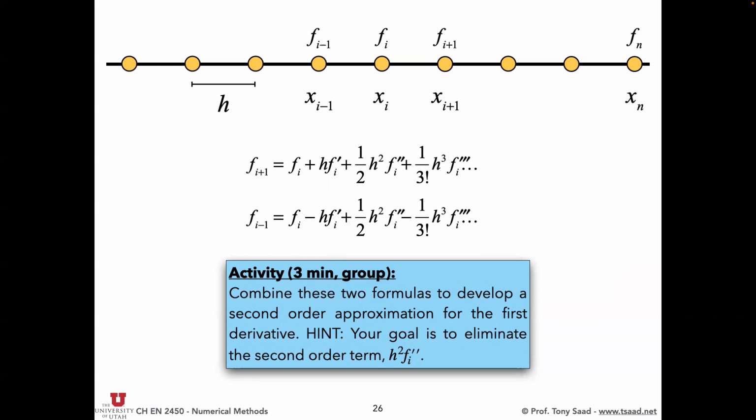Now, because I know the answer, your goal is going to be to combine them in a way such that you eliminate this h squared term, h squared f double prime. Because if you eliminate that term, then your error is going to be this guy, and then you divide by h, so it becomes second order. So try to combine them to get rid of h squared f double prime. Just focus on that term. How would you combine these f i plus 1 and f i minus 1 to get rid of the h squared term? Like add them, subtract them, multiply one by 2 and the other by half, whatever.